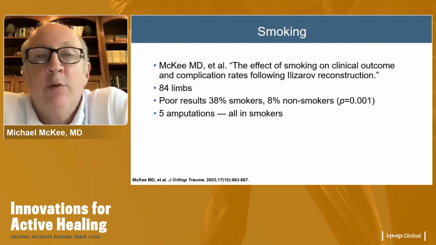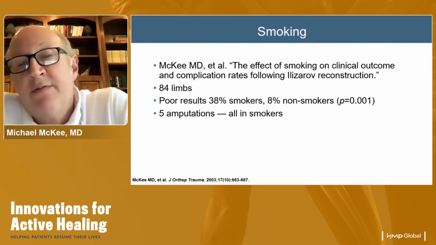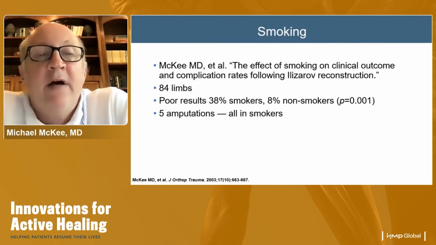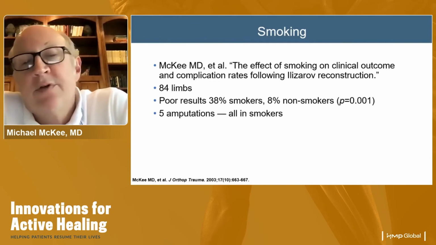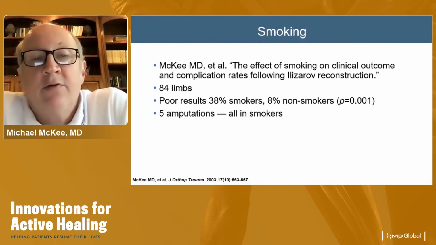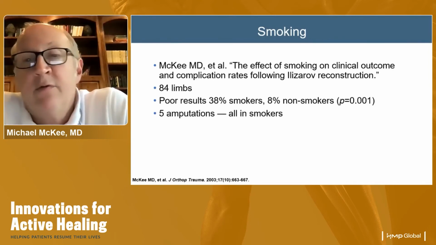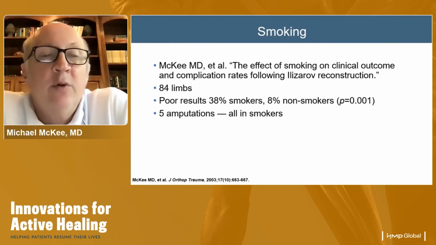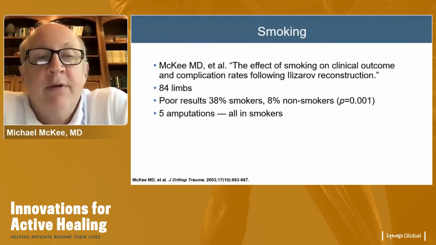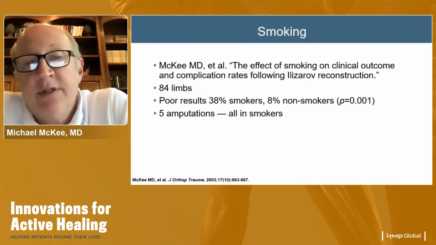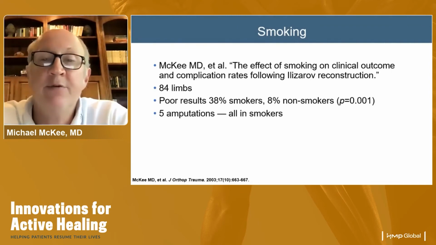We looked at 84 patients who we performed a Lizaroff fixation on. We found that we had poor results, and poor results are a number of different things, including chronic infection, chronic non-union, lack of healing, lack of regenerative bone formation, et cetera. We found that we had a 38% rate of poor result in smokers versus only 8% in non-smokers. And this is a pretty decent series, 80 limbs treated with Lizaroff.